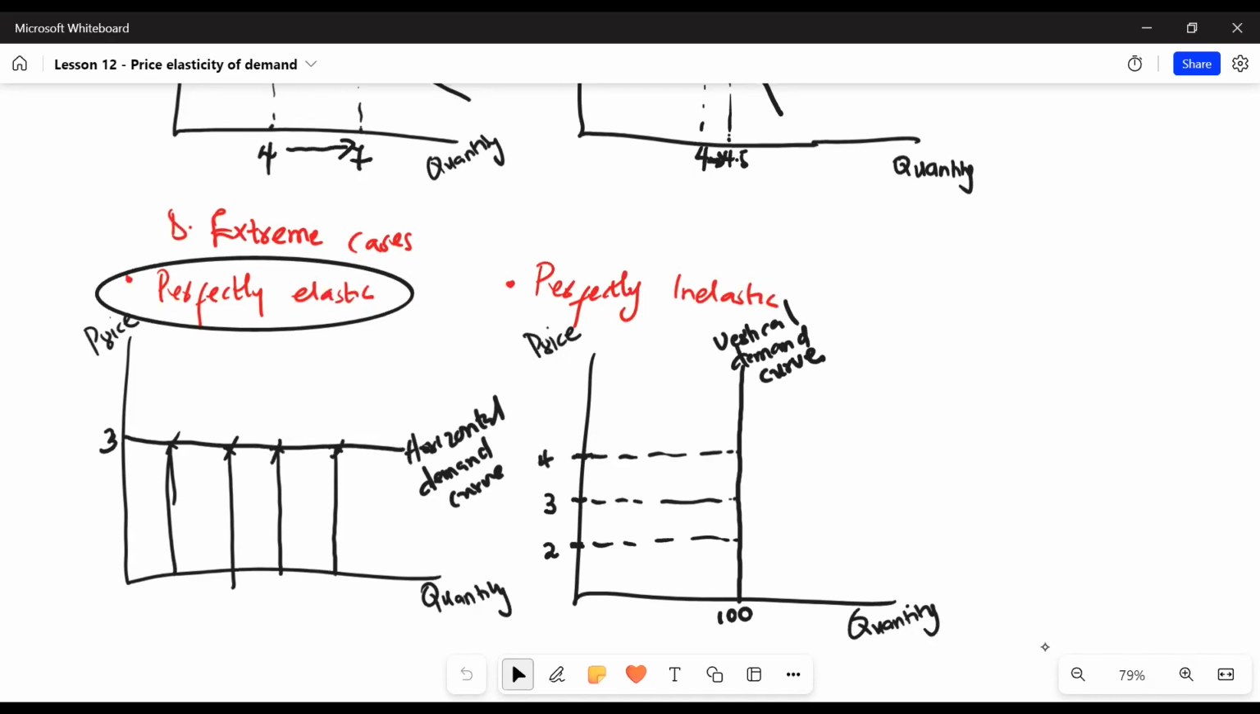So this is all that we have for our lesson on price elasticity of demand. Our next lesson will be looking at the determinants of price elasticity of demand.